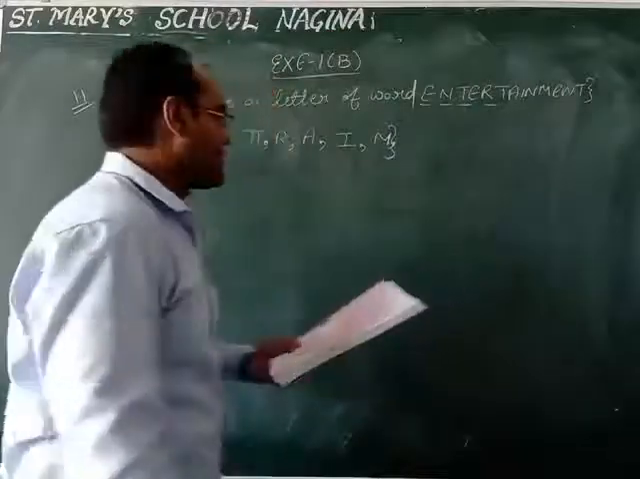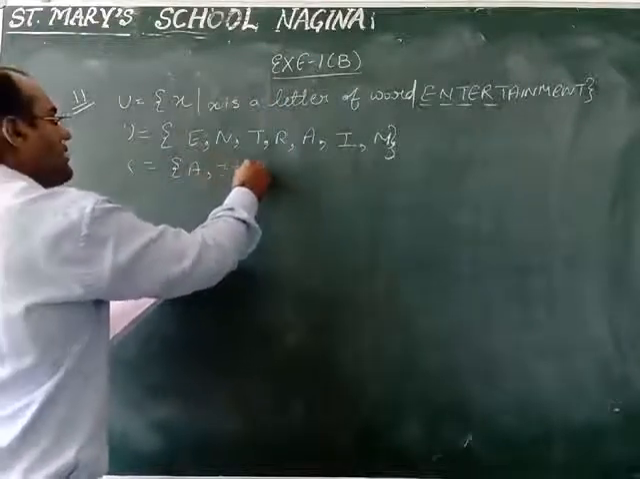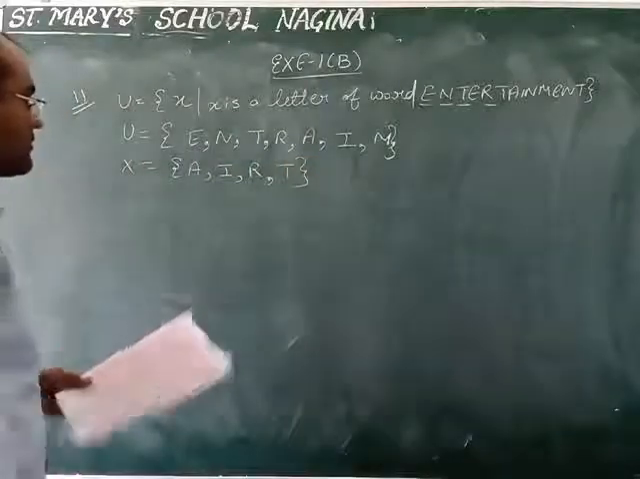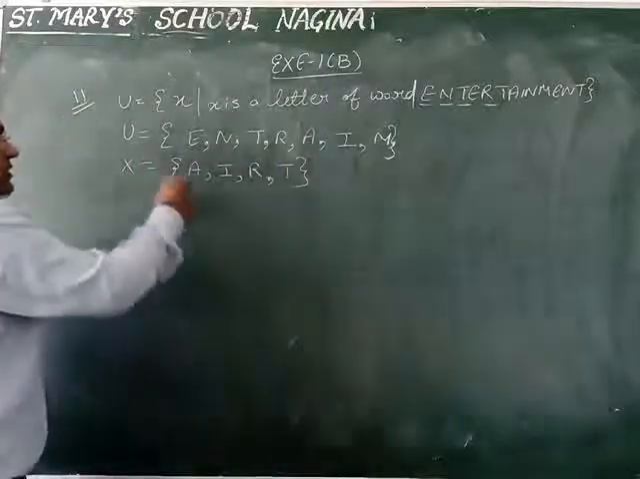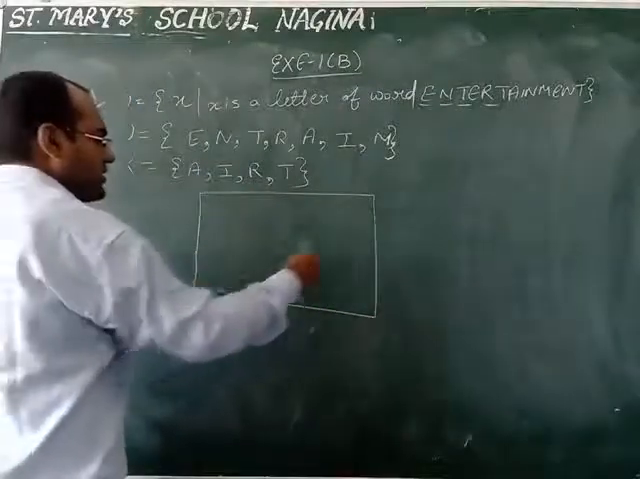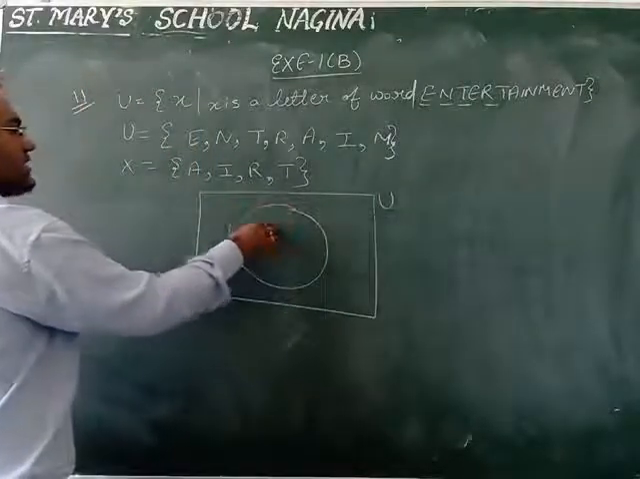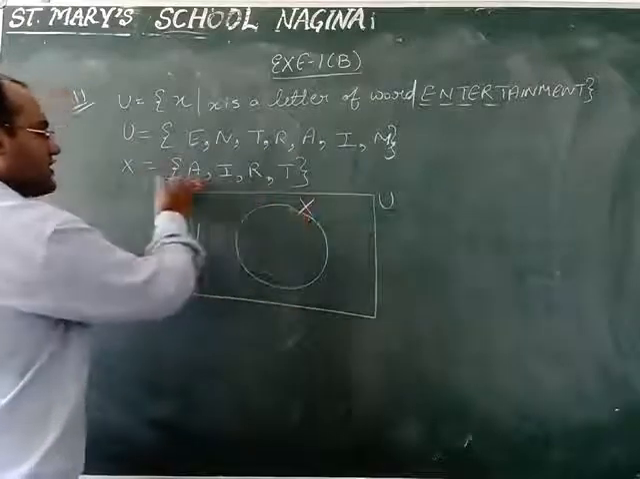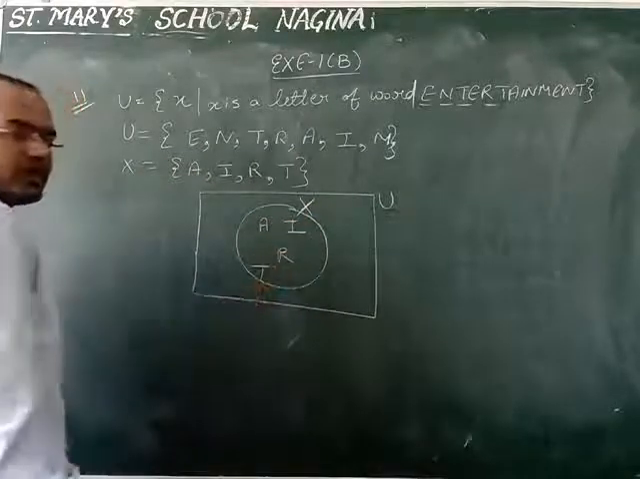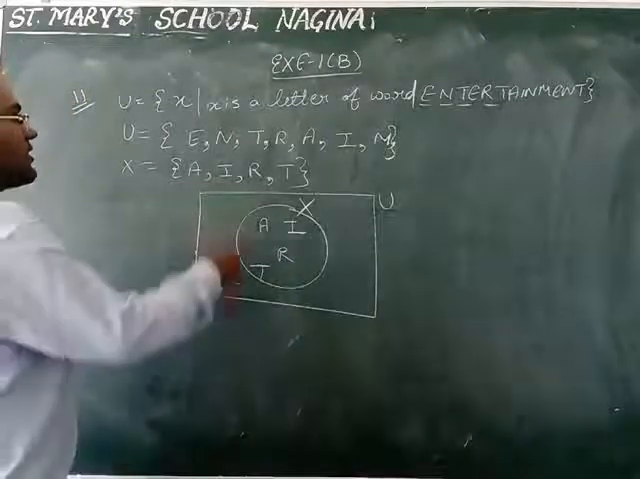Now the X set is given: A, I, R, T. So first of all, what will we do? We have to draw the Venn diagram. Universal is coming. We will draw one rectangular box for universal. Then we have to draw one more circle, and the name of this set is X. In X we have to fill A, I, R, T as it is given in the question.